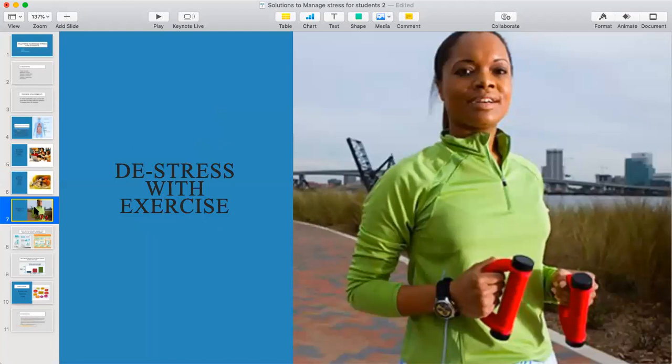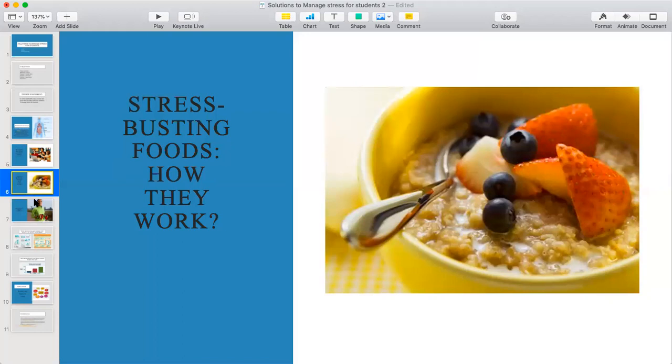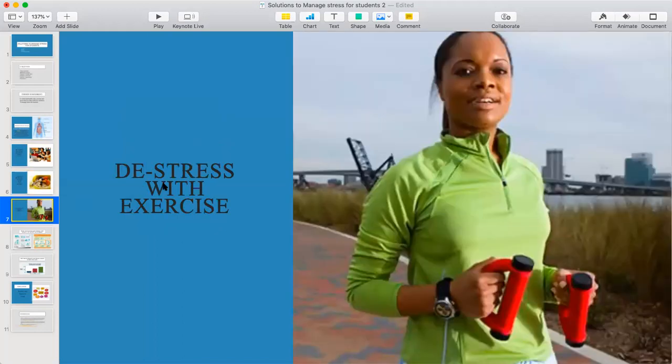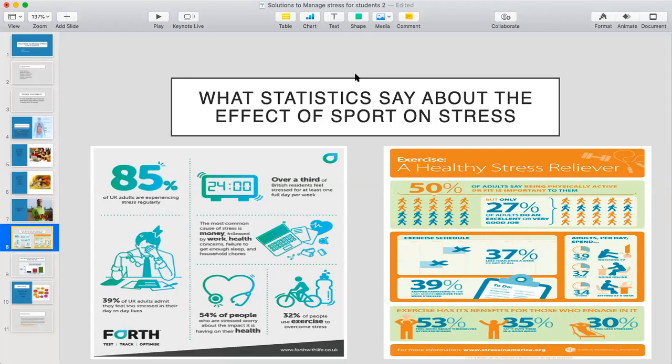De-stress with exercise. In the previous two slides, it was a question, and now suddenly it's a sentence. So you feel like there's no consistency, like there was a pattern and then the student broke the pattern. So this is a weakness point, but there is a photo of someone exercising, which is okay. Of course, it could be better, but it's fine.